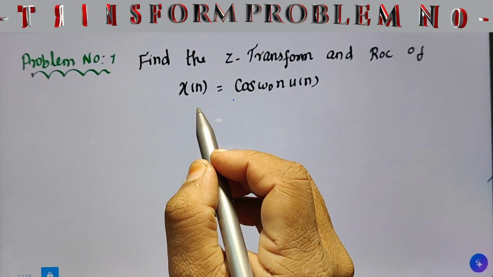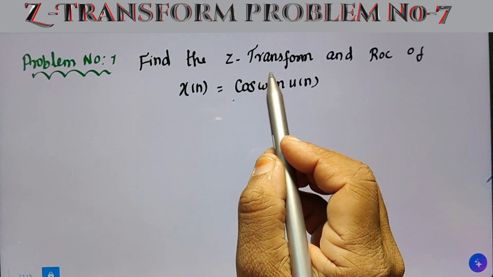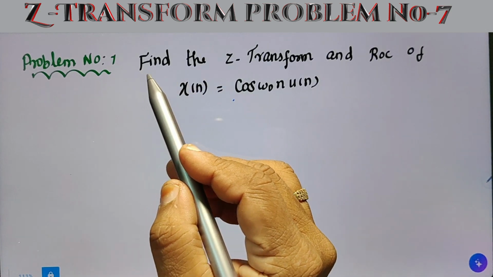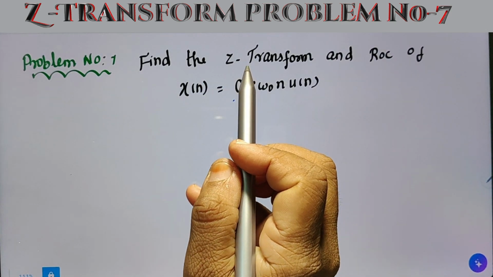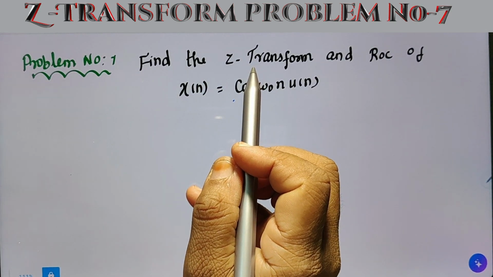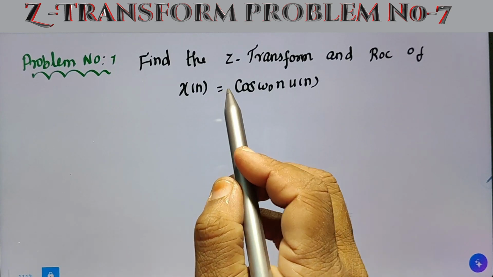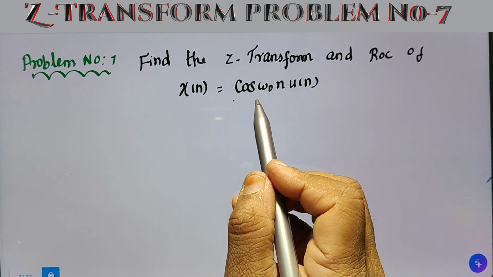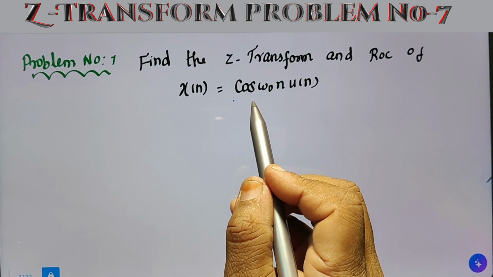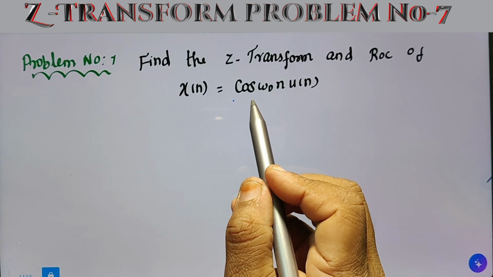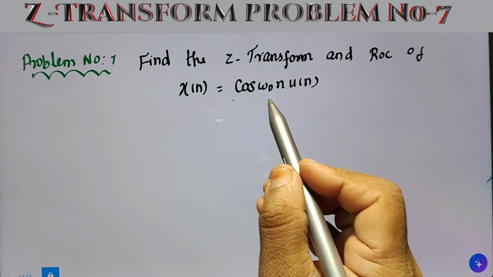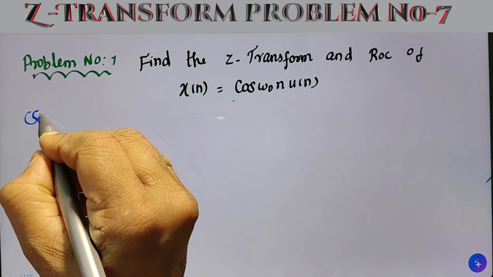Hello everyone. In this video, let me discuss Z transform related problem number 7. Find the Z transform and ROC of x of n equal to cos omega naught n into u of n. In the previous video, we discussed the sine term. Now, in this video, we discuss the cos term. Write the solution.